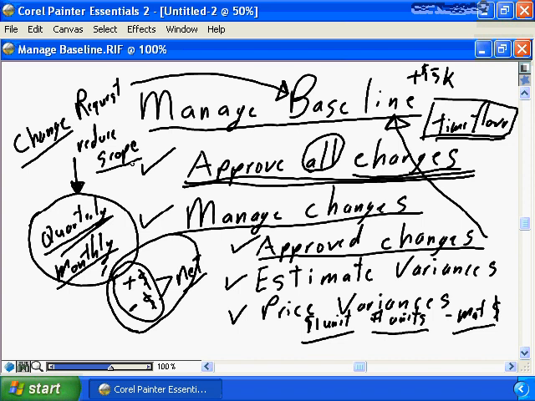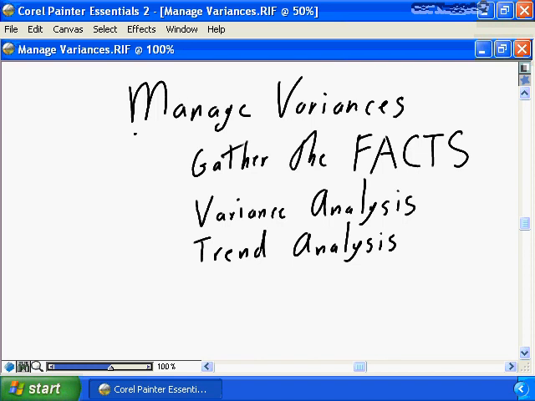But you need to manage the costs. You need to understand what the impact of the costs on your project is going to be, and you need to take the appropriate actions to ensure that you're managing the costs for your project actively. As we just discussed, it's important to manage the variances. You do that by gathering the facts.